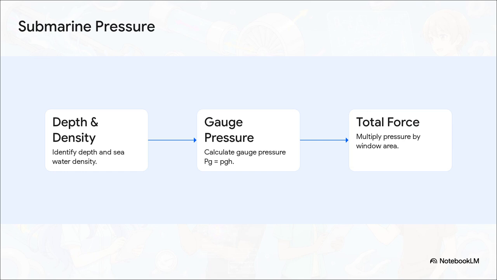Let's systematically break down a practice problem to see how we evaluate the immense pressure forces acting on a submerged object, like the window of a submarine, where pressure ramps up drastically the deeper you go. Step 1. Identify the submarine's depth, say 1,000 meters, and the seawater density. That fluid density is absolutely critical for calculating not just pressure, but also buoyancy and displacement. Step 2. Calculate the gauge pressure using density times gravity times height. Finally, step 3. Multiply that pressure by the window's precise area to find the total force. And let me tell you, at 1,000 meters down, that force is absolutely staggering.